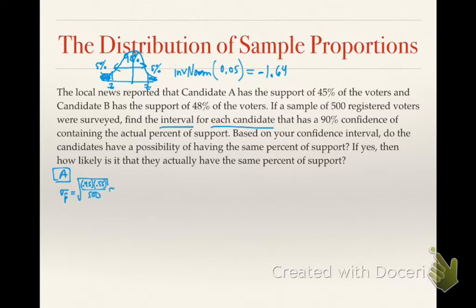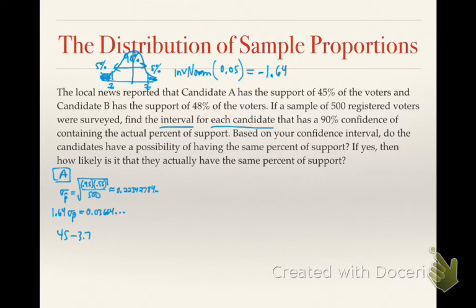And if you type that in your calculator and calculate that out, you get roughly 0.22342784 and so forth. Now we want to be 1.64 deviations away to contain a 90% confidence interval for containing the actual percentage support. So if I multiply that number by 1.64, I get 0.03664, etc. Which means from our proportion of 45%, I'm going to subtract off 3.7%.